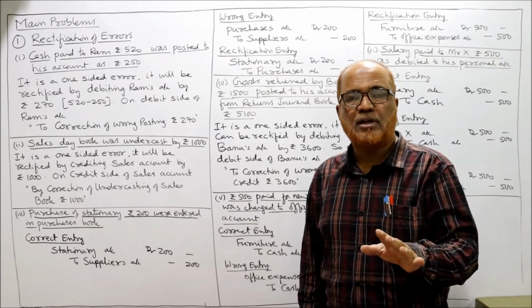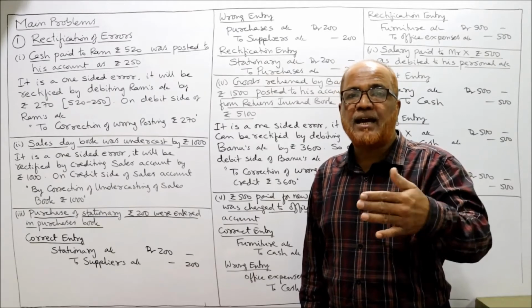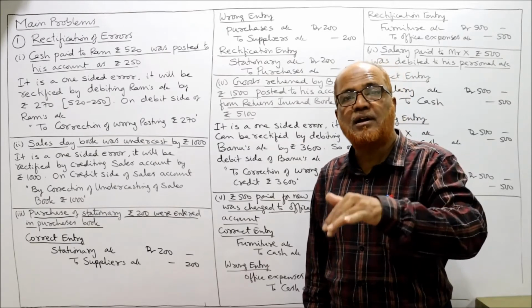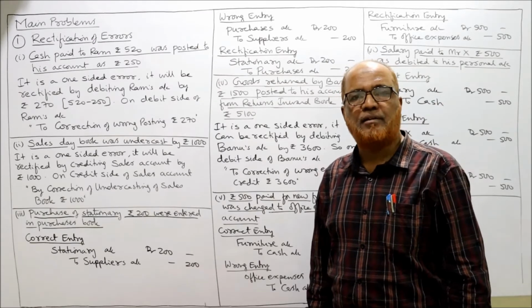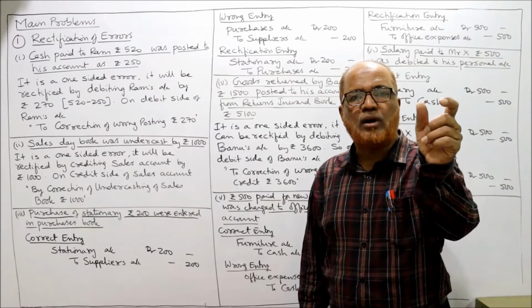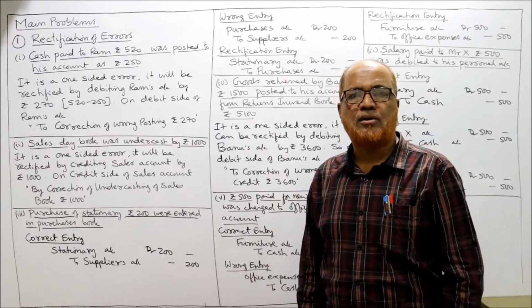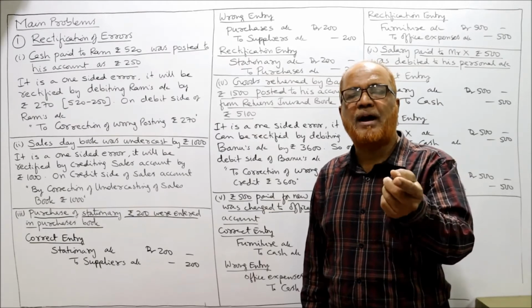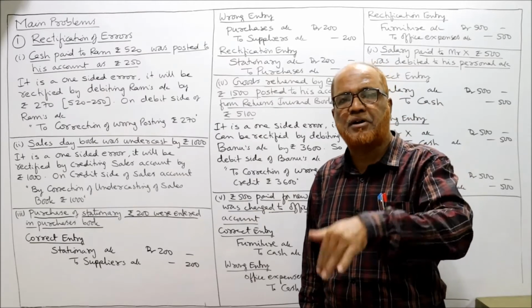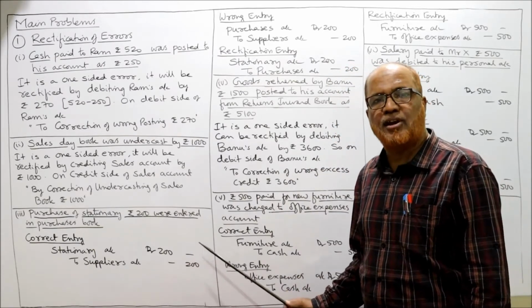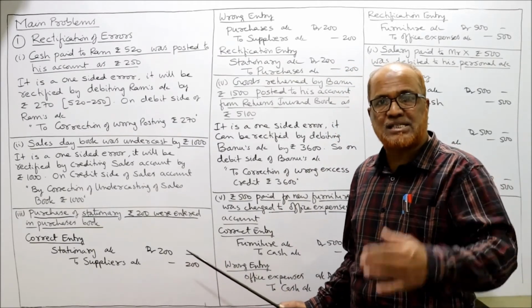Now we will debit. Secondly, by mistake, office expenses account was debited. Now we will credit. So the correct rectifying entry will be: furniture account debit to office expenses account. Furniture was not debited earlier, now we will debit. Office expense was debited by mistake, now we will credit.